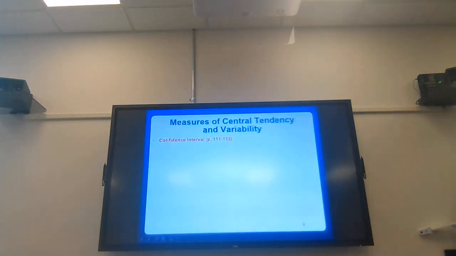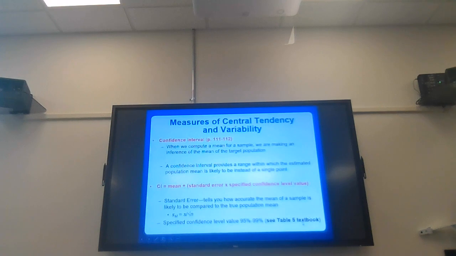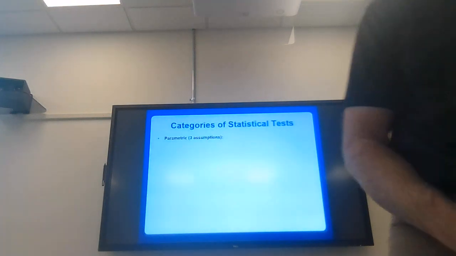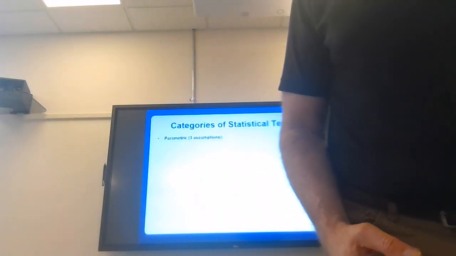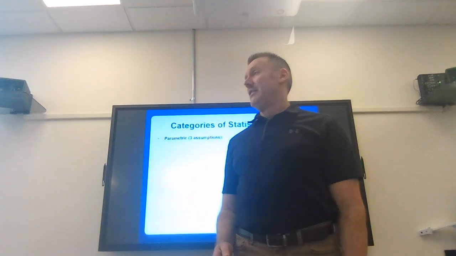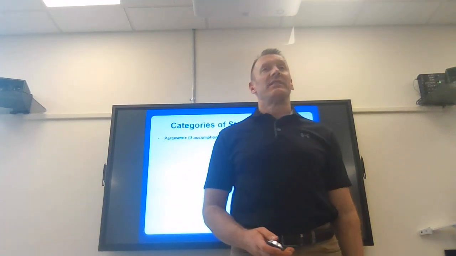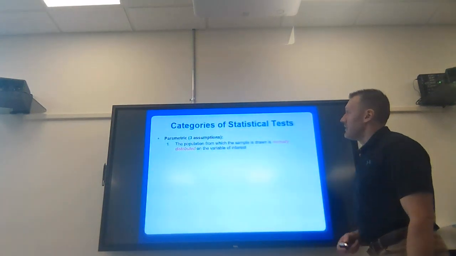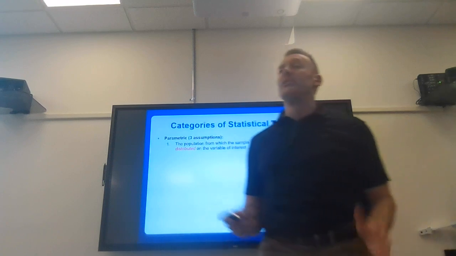So back into chapter 6. Okay, so confidence interval, we're good there. Let's talk about some assumptions with parametric statistics. There are 3 assumptions that we want to meet with our projects. The first one is that the population from which the sample is drawn is normally distributed.